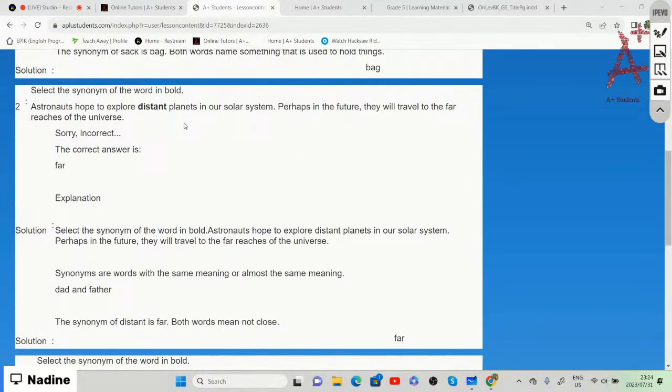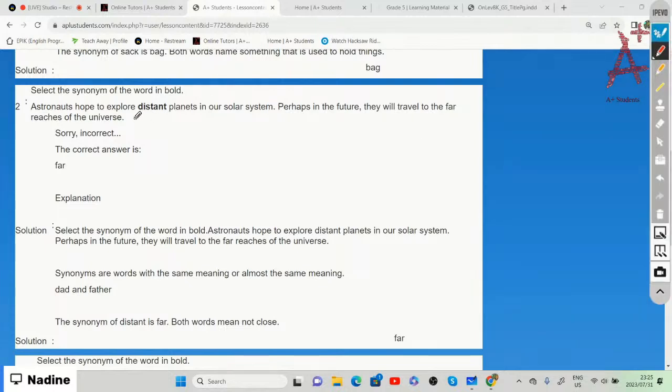Astronauts hope to explore distant planets in our solar system. Perhaps in the future, they will travel to the far reaches of the universe. So we now need to find the synonym of distant within the sentences that we just read.